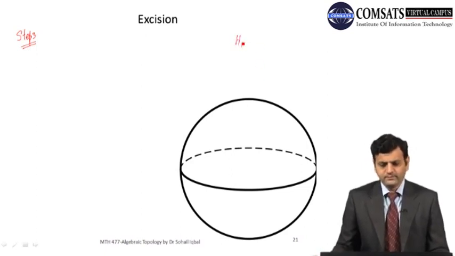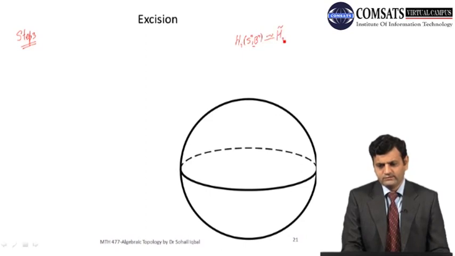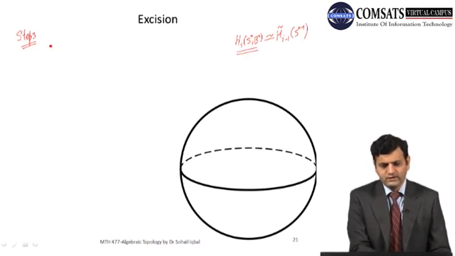So Hi(Sn, Bn) is isomorphic to the reduced homology Hi minus 1 of Sn minus 1. Now let's explore this homology, this relative homology further. So for that, consider this long exact sequence.